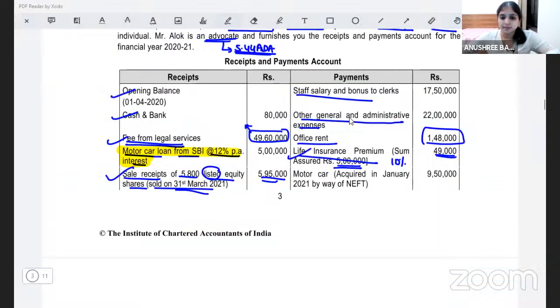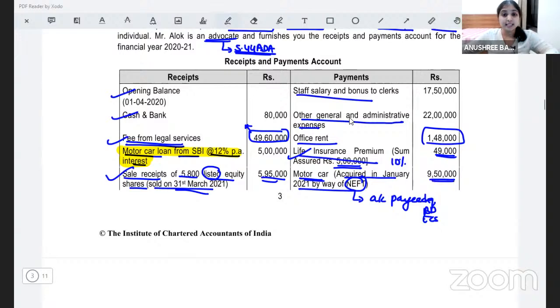All right. This is about life insurance premium. Then he has paid for a car, a motor car acquired in January 2021 by way of NEFT. NEFT is nothing but electronic transfer of funds. This does come under specified mode, because specified mode covers account payee cheque, account payee bank draft, ECS and other specified modes, other electronic modes, isn't it? NEFT is covered under other electronic modes.